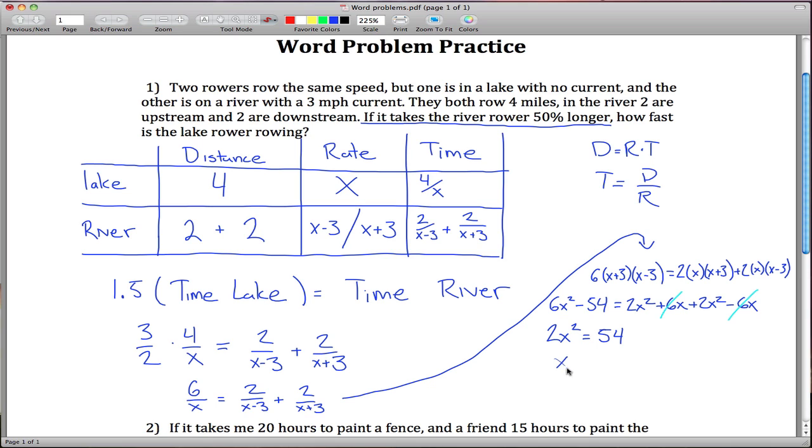So to finish up, divide by 2, take the square root. Really, we should put a plus or minus here, but since x is the speed that you're rowing on the lake, we don't want negative, we want speed to be positive. So we'll just take x equals root 27 as our answer. And finally, that's the end of this first word problem.